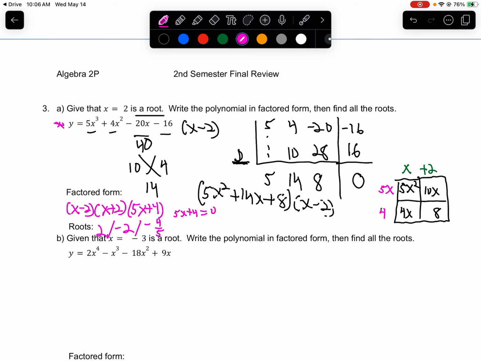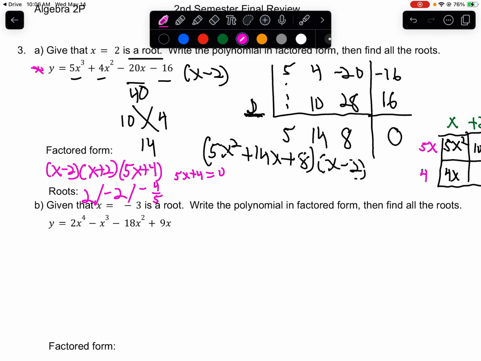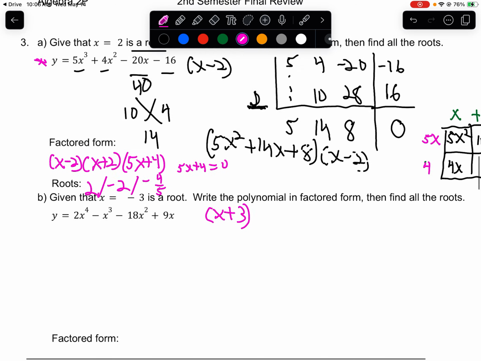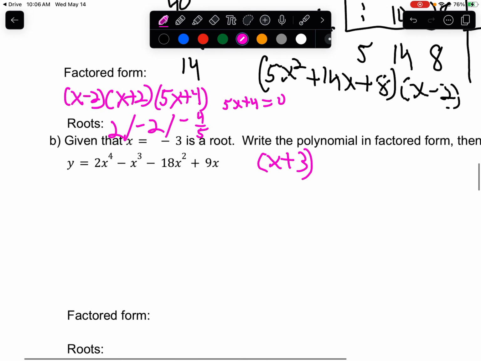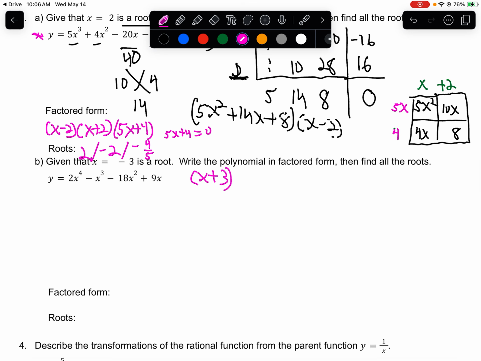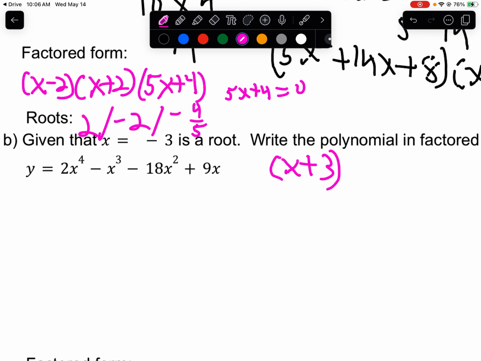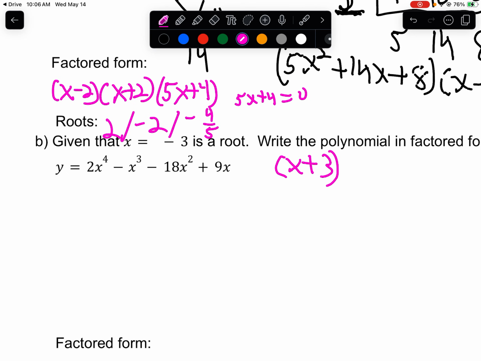Again, synthetic division only works when we're dividing by something like x minus 2, or in this case down here, since x equals negative 3 is a root, we're going to be dividing by x plus 3. Okay? Because it's the opposite, right? So now, when you look at this one, I would say you should always try to GCF. This one should be GCF before we even try to divide it by the known factor of x plus 3.